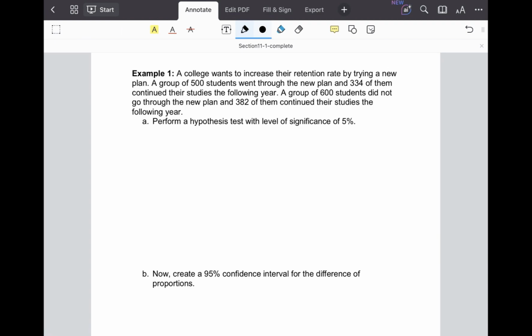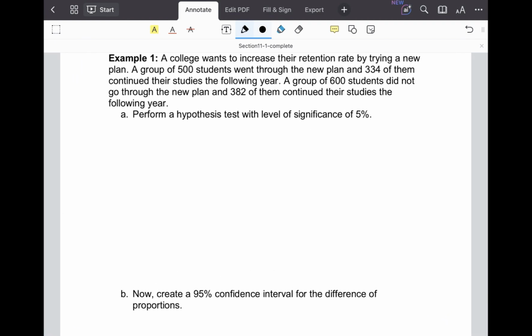Okay, so our first step is to check the conditions. And this will actually be good for both part A and part B, since they're the same conditions. First, we can assume random sampling was used.